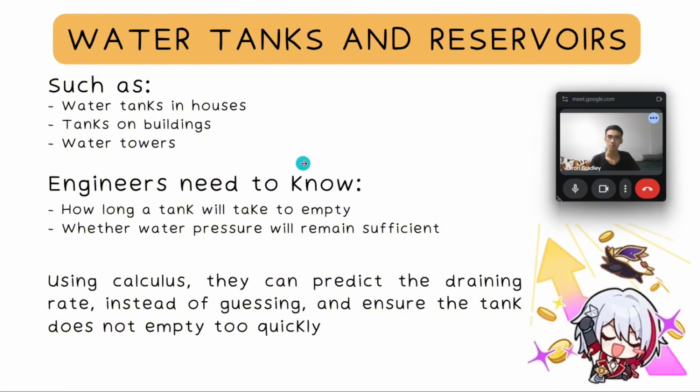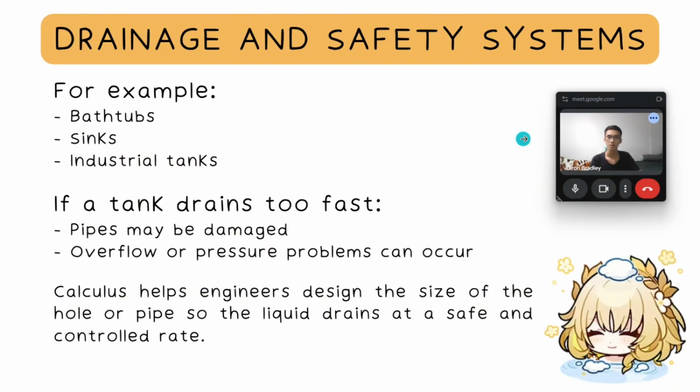The first aspect is water tanks and reservoirs, such as water tanks in houses, tanks on buildings, and water towers. Here, engineers need to know how long a tank will take to empty and whether water pressure will remain sufficient. Using calculus, engineers can predict the draining rate instead of guessing and ensure the tank does not empty too quickly, which could cause some problems.